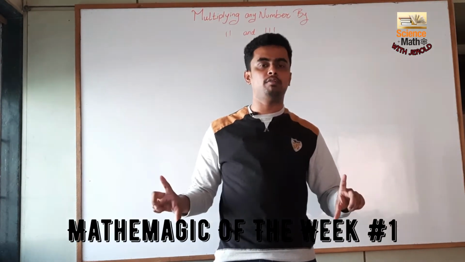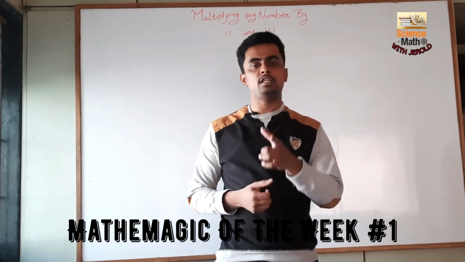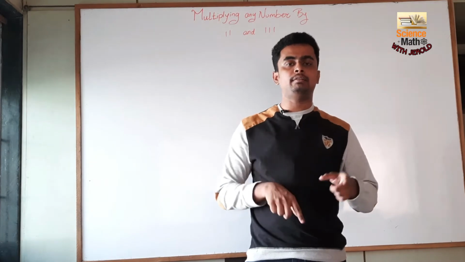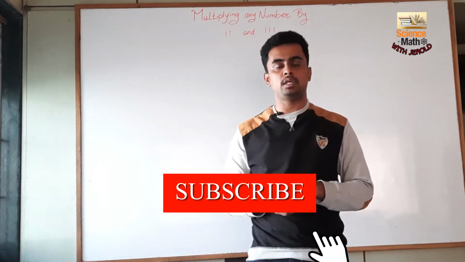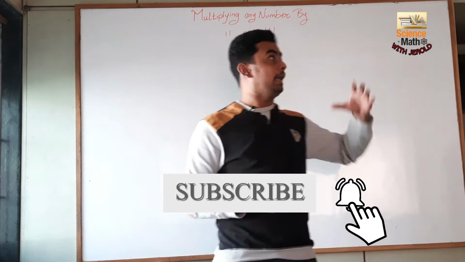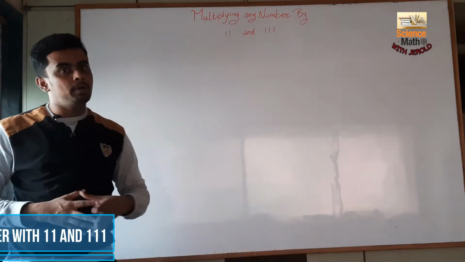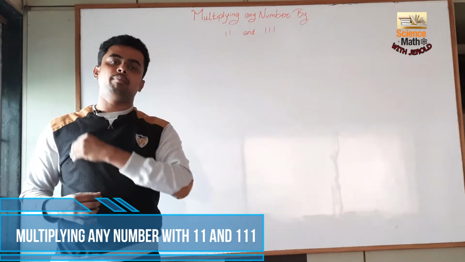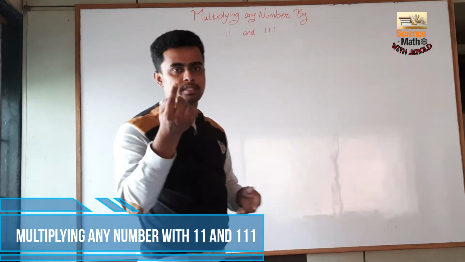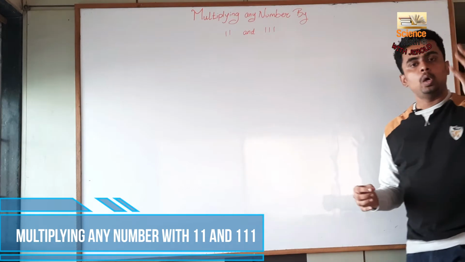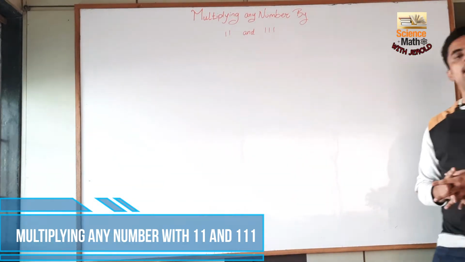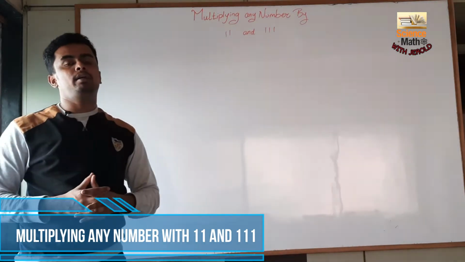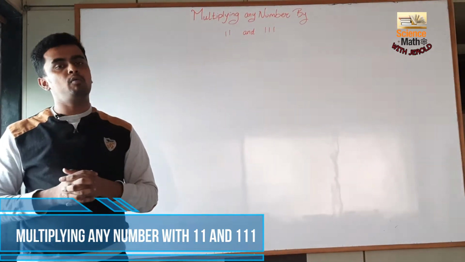So today's video is the first in the series of Mathemagic of the Week, and we'll be learning the trick that I taught you a few videos ago: multiplying any number by 11 and 111. Take any number, be it a 2-digit number, 3-digit number, single-digit number, 5-digit number, or any bigger number, you can multiply it by 11 and 111. So let us see how we can do it.